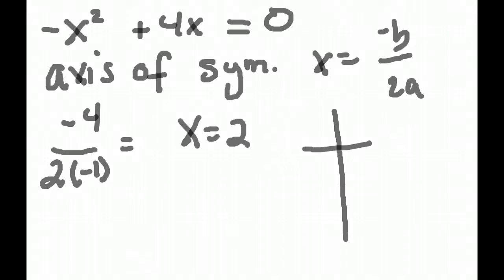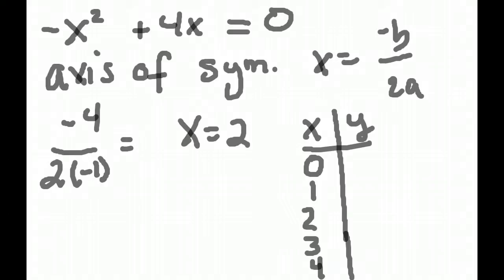Okay, so our x and our y. So we have our x values and our y values. So we know that we want our middle point to be 2, so we do 2 above and 2 below. Meaning, let's start with the lowest one. So we go 0 and 1, and then our 2 for x, and then we have 3 and 4. So we have 5 points, which will give us a nice graph.